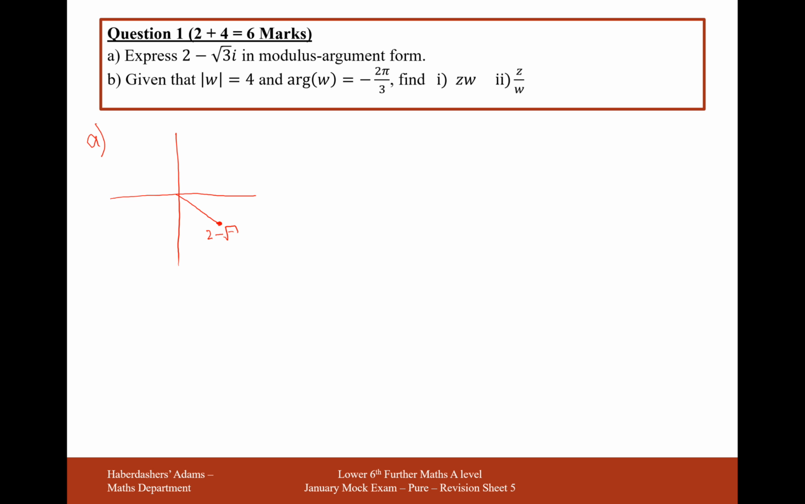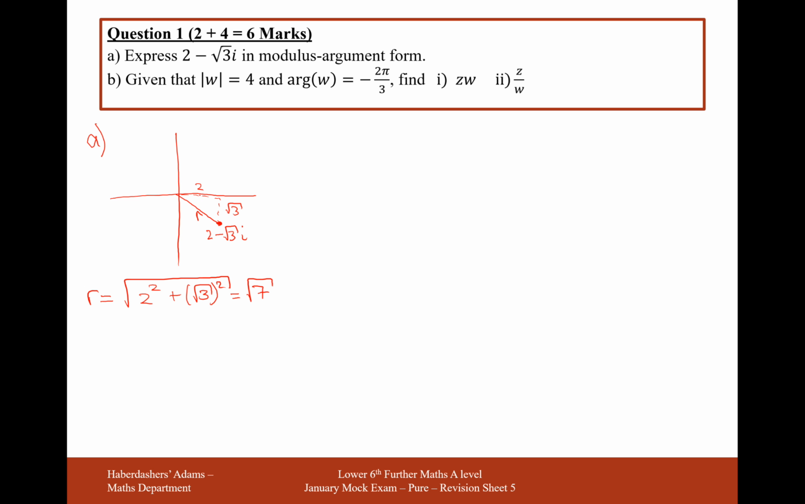The first part, the modulus of this complex number, is going to be the distance from the origin to the complex number on the Argand diagram. This is calculated by using Pythagoras' theorem on this triangle here. Bear in mind that the vertical side, the y component, is just root 3. You don't include the i when you're doing these calculations. So it's 2 squared plus root 3 squared, and that will equal the square root of 7. Leave it as that, don't work it out as a decimal.